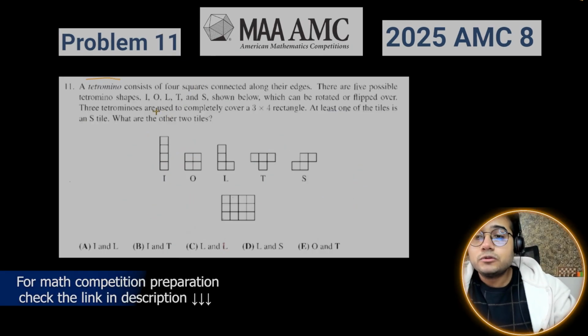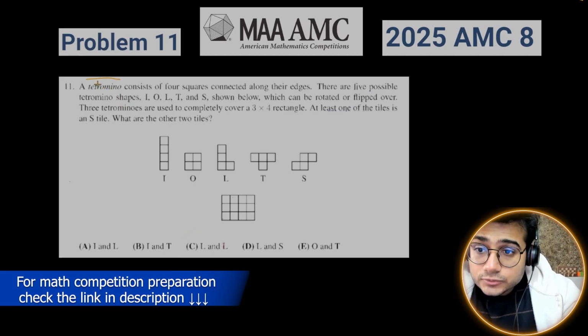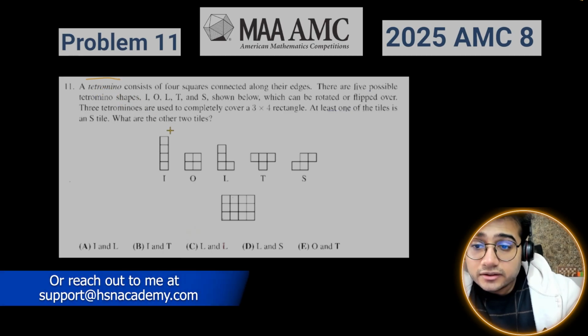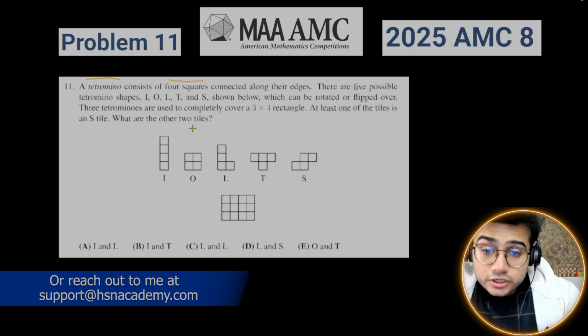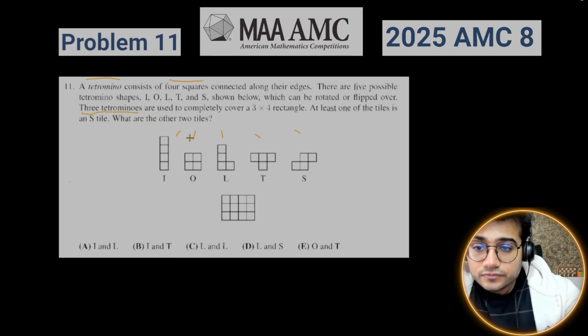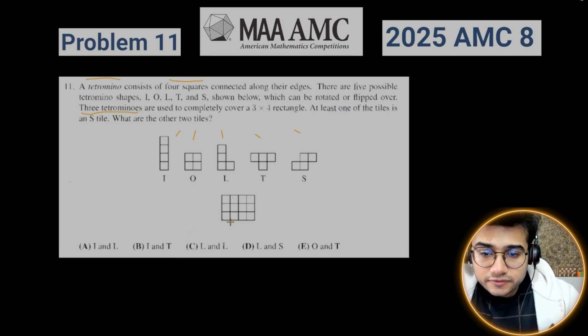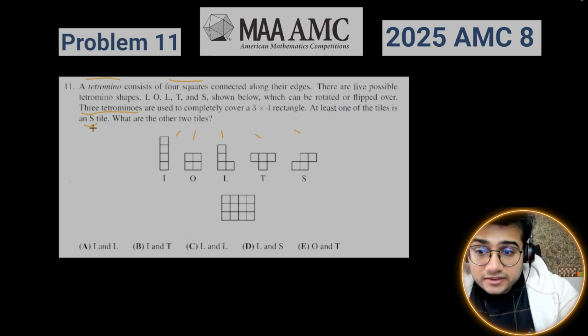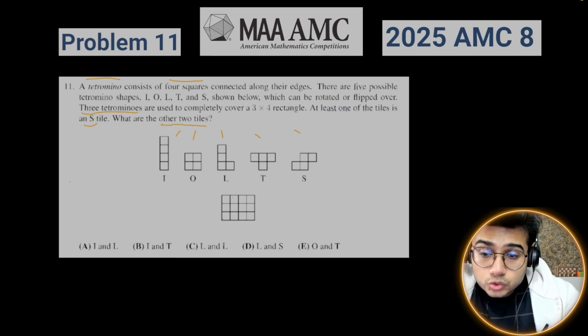Okay, so in this problem we have shapes called tetrominoes, and they are made up of 4 squares joined together. And they have given us 5 possible tetromino shapes, I, O, L, T, S, and they can be rotated or flipped over, but we're using exactly 3 of them to completely cover this 3x4 rectangle. They said one of them is an S tile. What are the other 2 tiles?